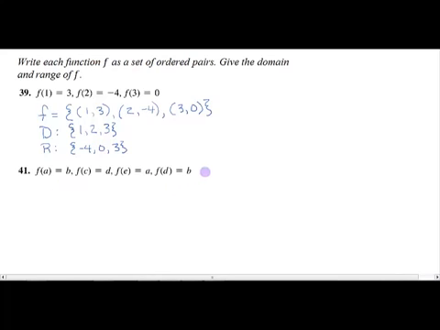Now we have this set of inputs and outputs in this function that are all just variables. So we can still do this. We have f equals, open a curly brace, and we have the point, well, f of a equals b, so we have the point a, b. We have the point c, d. We have the point d, b.